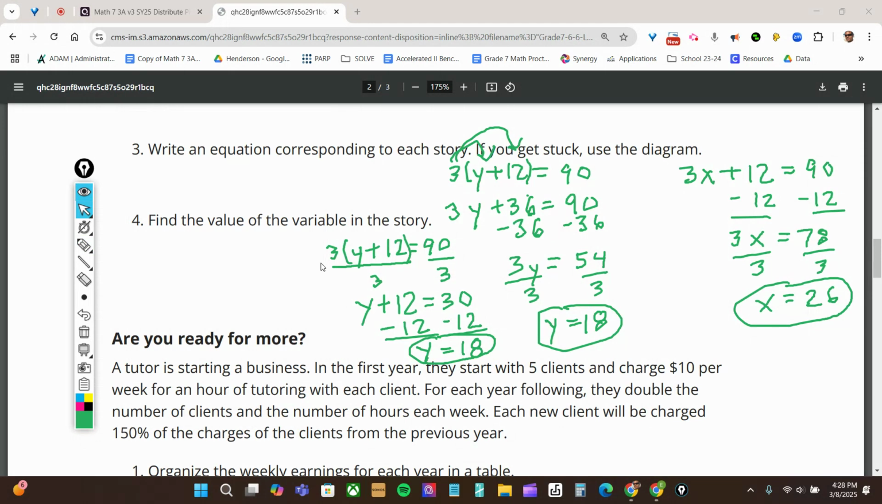Find the value of the variable in the story. Okay, so that's what we did. We did y equals 18 and x equals 12. All right. Pause it as needed. All right, let's keep it moving.